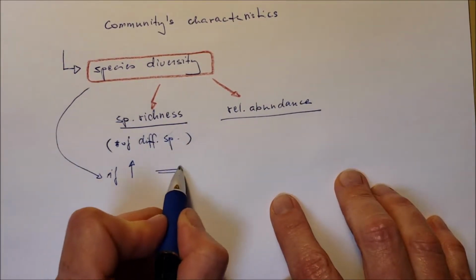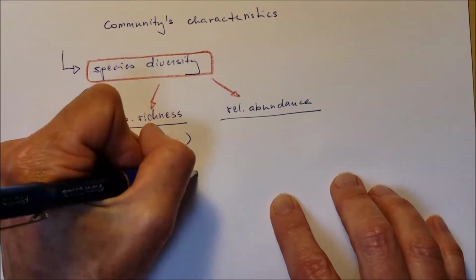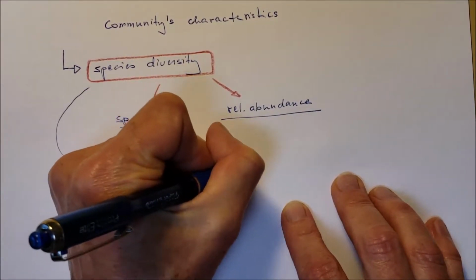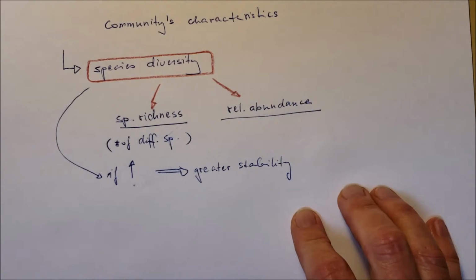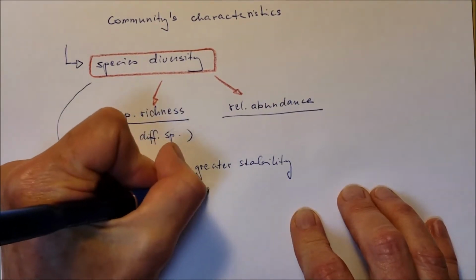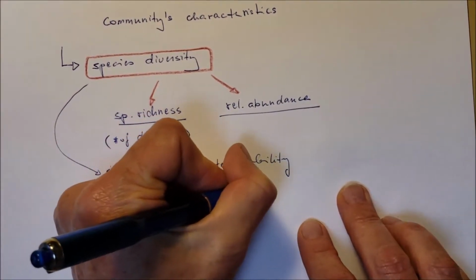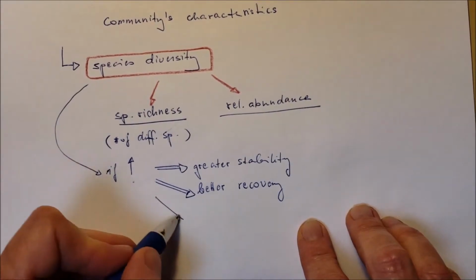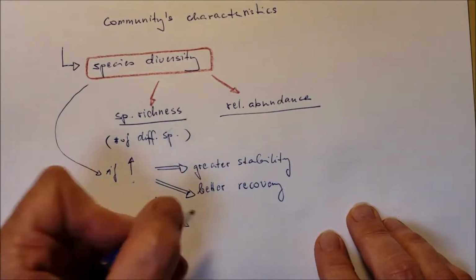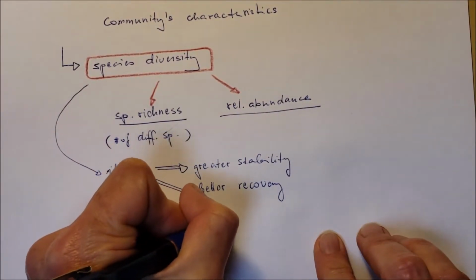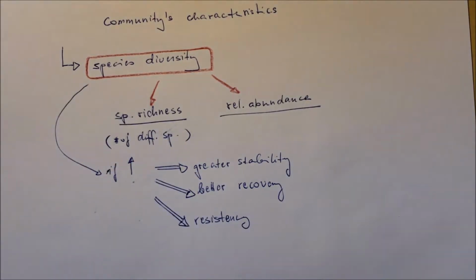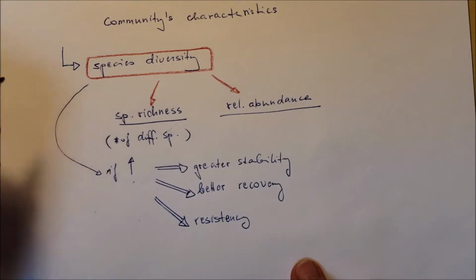If the species diversity is high, that means the community has greater stability. The community has a better recovery after a disturbance, such as a fire, flood, or mudslide, and the community has a better resistance against, for example, invasive species.